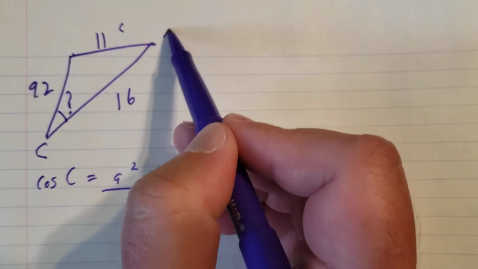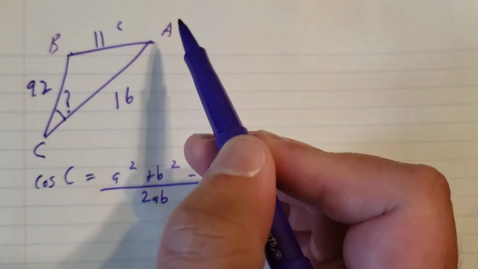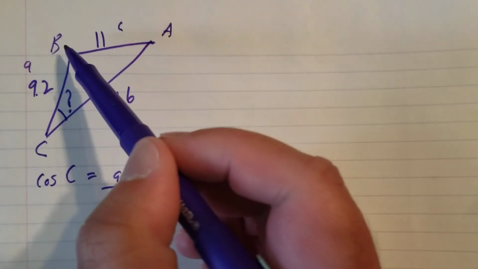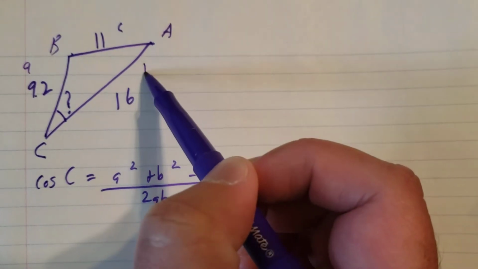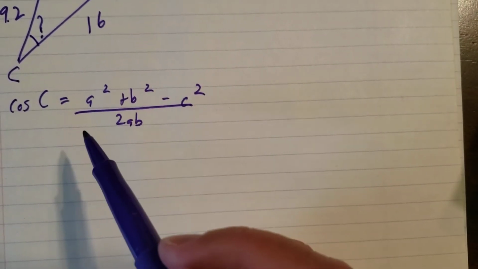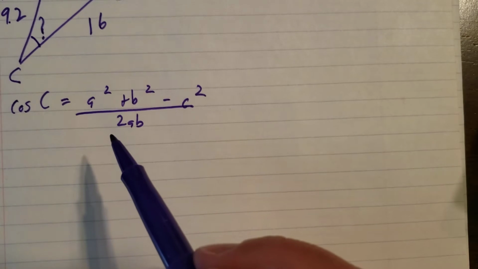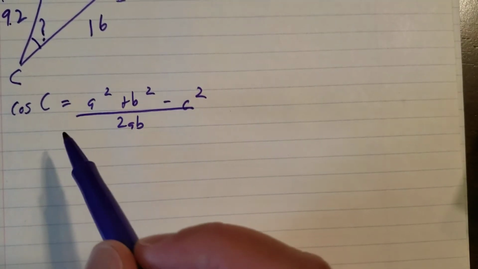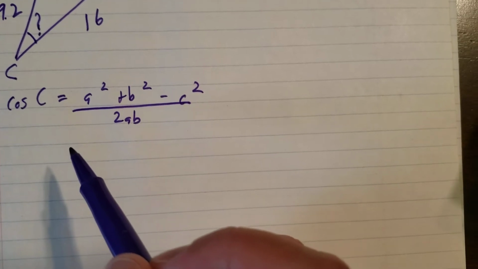A and B, it wouldn't matter where they were, so I could label them like this. So if this is capital A, then this would be lowercase a. If this was capital B, then this would be lowercase b. This is my formula for the cosine law. It's actually the same formula that we did in the last section, but it's just rearranged to find out what the angle is instead of the side length.